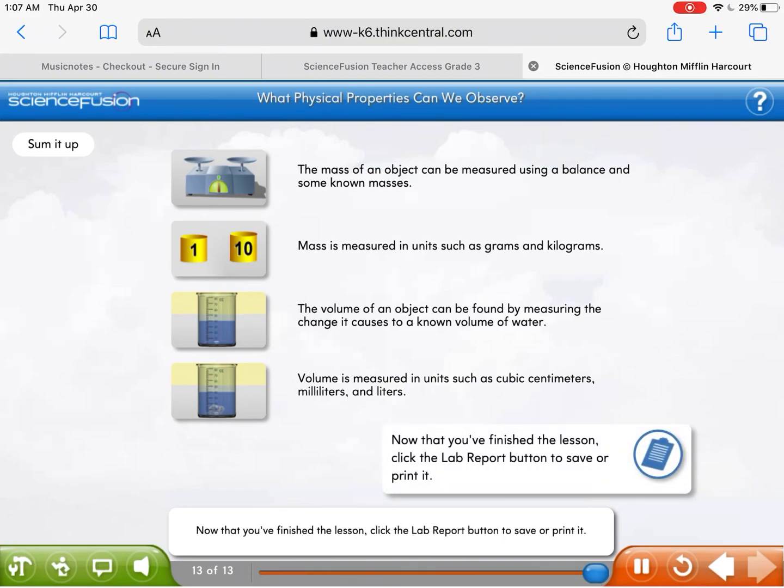Now that you've finished the lesson, click the Lab Report button to save or print it.